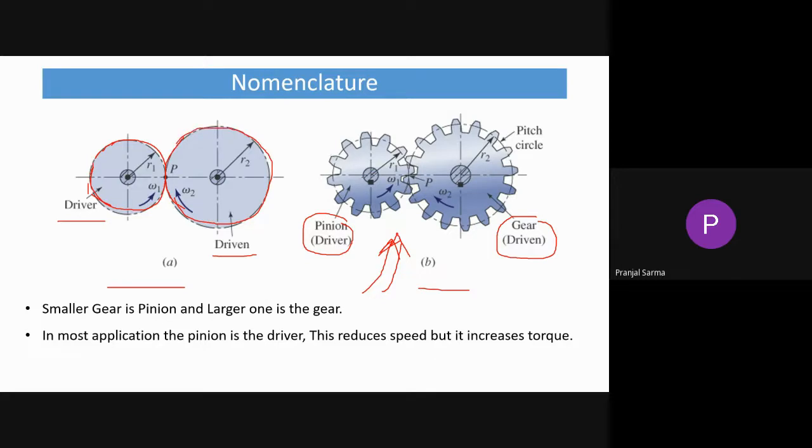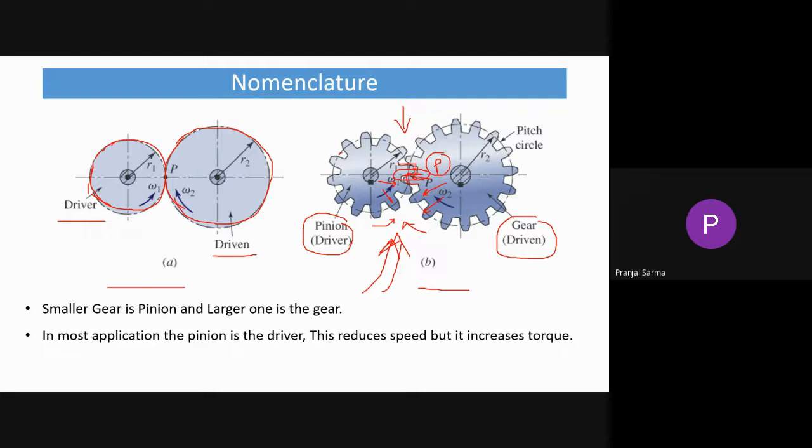If you look at this figure, the contact between the tooth from gear A and the tooth from gear B is somewhere here. Similarly, as both gears are rotating, the next pair of teeth will come into contact once again in this same position, and after that the next pair, and like that it carries on. This particular point, designated by P, is nothing but the pitch point.